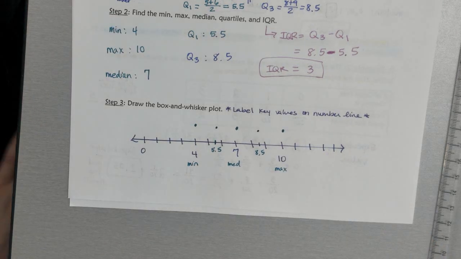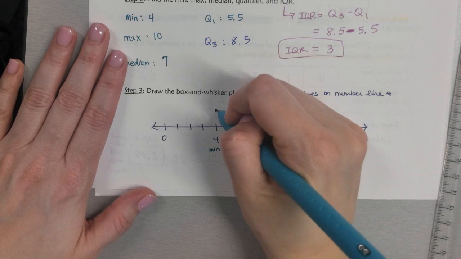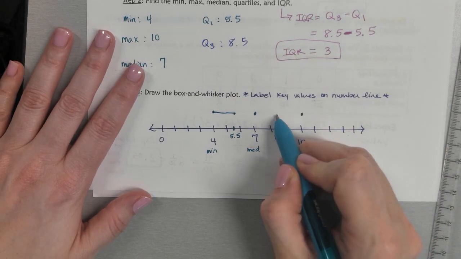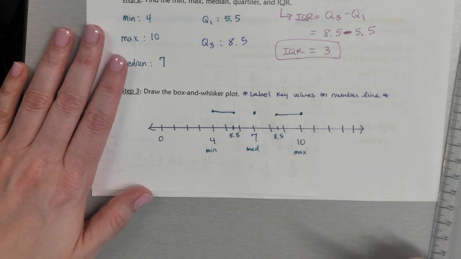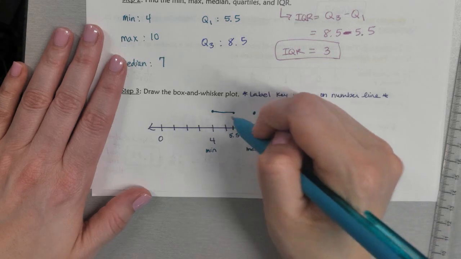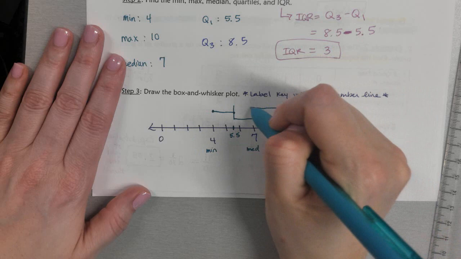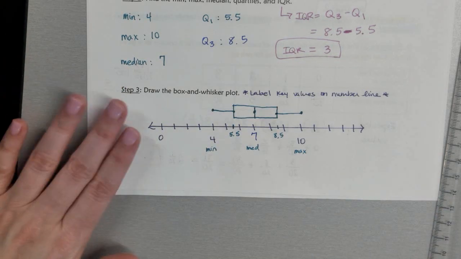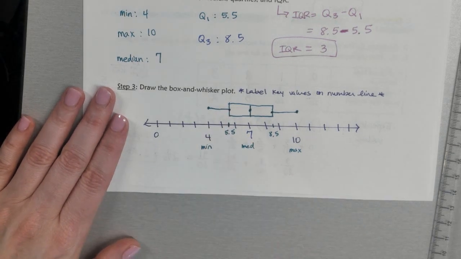Okay, and then after you have the 5 points, we're going to do the connecting. So you connect first dot to second dot, straight line. And then the last 2 dots, straight line. Those are your whiskers. And now we're going to make our box. And then we have a straight line through the median. My box could use some leveling, it looks like.